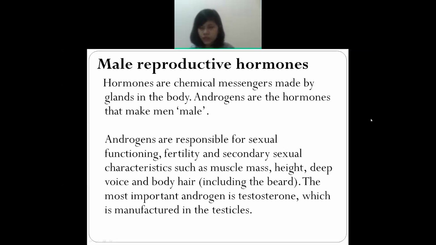So who is responsible for doing it? The androgens. The androgens are responsible for performing all those things. Understand? And the most important androgen is testosterone. This is the name of the hormone released by androgens, and it is manufactured in the testicles. It is made by the testicles.